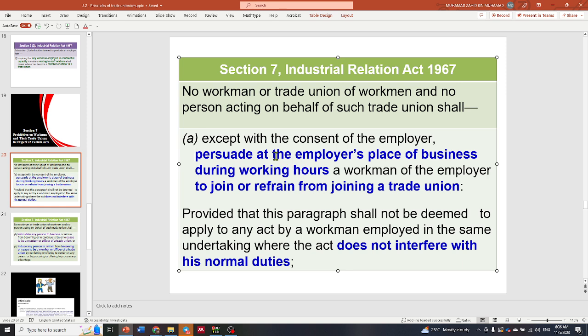Okay, contoh yang ini saya nak bagi contohnya Ali. Ali ni dah join trade union. Jadi Ali ni dia nak cari lagi member trade union ni. Dalam section 7 menyatakan tidak boleh tarik orang ataupun cari orang untuk jadi member semasa tempoh bekerja kecuali dengan kebenaran majikan. Alright? And does not interfere with his normal duties.